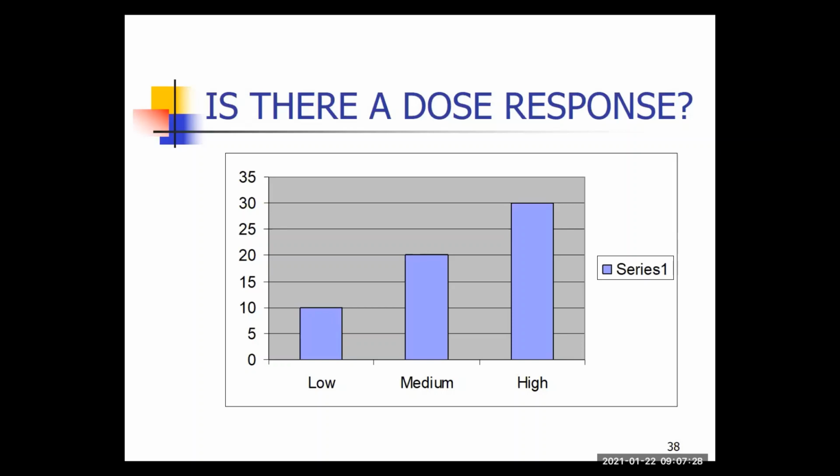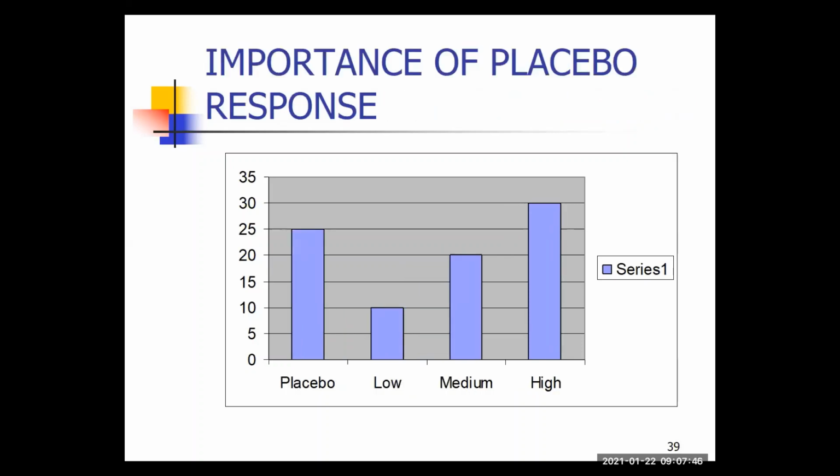So what do you see in this picture? I've got a study with low dose, medium dose, and high dose. Typically, when I present this slide, I ask, do you see a dose response? And most of the audience say, well, it looks like there's a dose response, but what's your trick? So here's the problem.